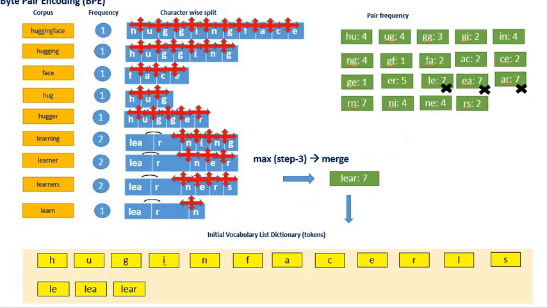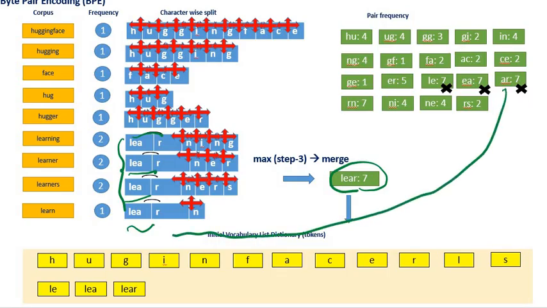Next, we are actually increasing the corpus here. What is the maximum? If you see here, LEAR: 2 times 4, 6 and 7. So LEAR is the maximum. AR is also there, but AR is already taken care of, since it is within this LEAR. So we can cross it out and put it in the dictionary list. Clear?